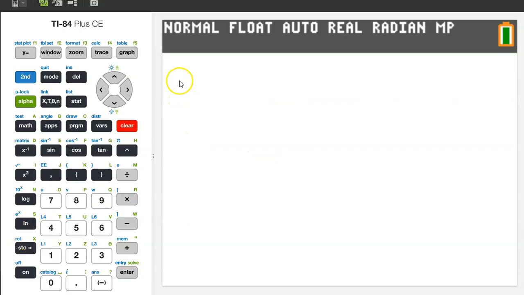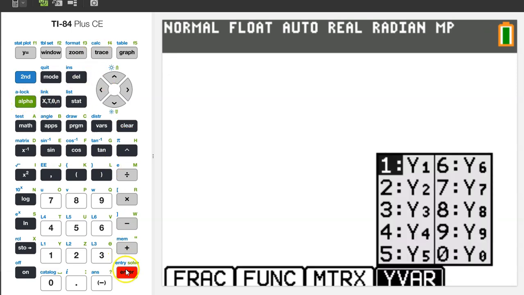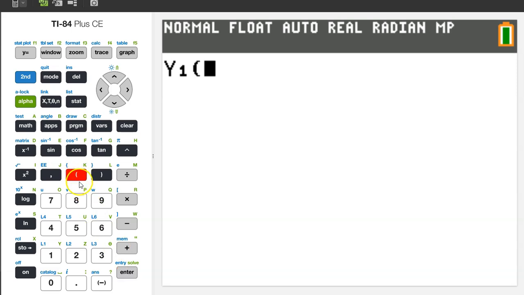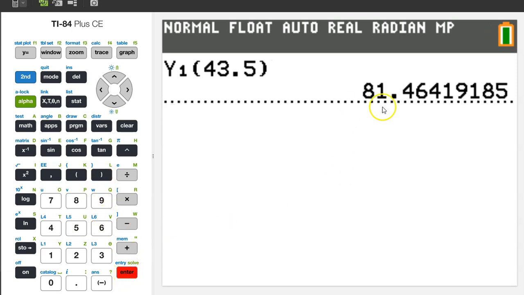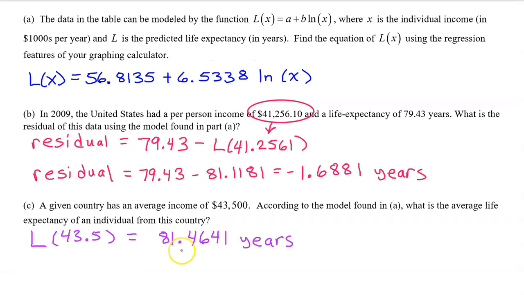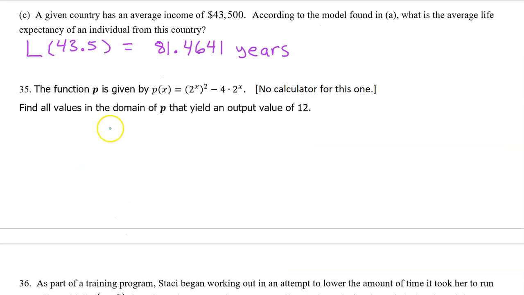Of course, we stored the model as Y1, so let's evaluate Y1 by hitting Alpha, Trace, Enter, and then in parentheses goes the 43.5. So this is the answer to Part C, 81.4641. Don't forget the units.